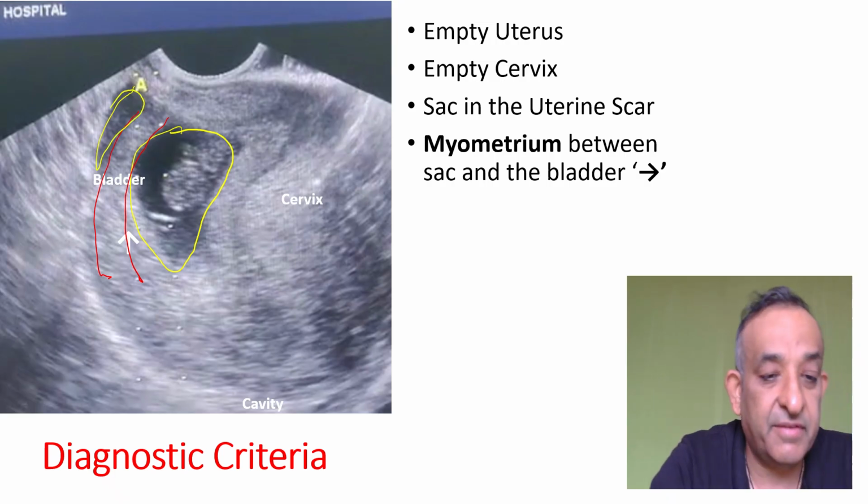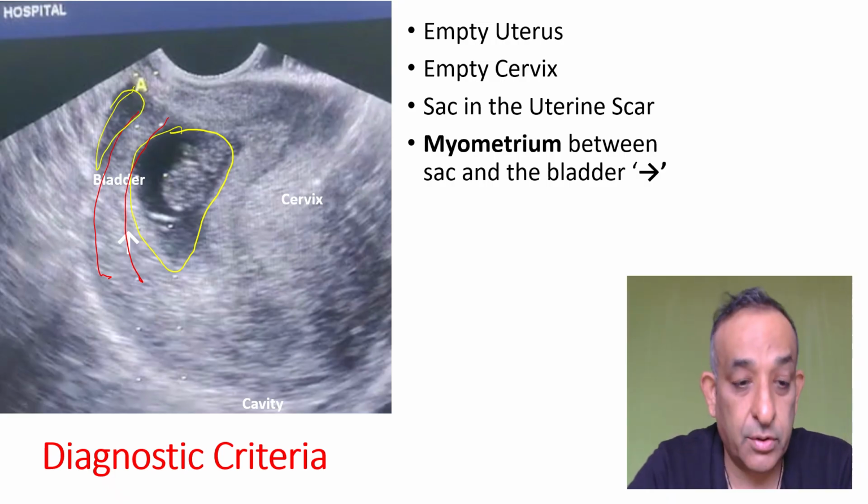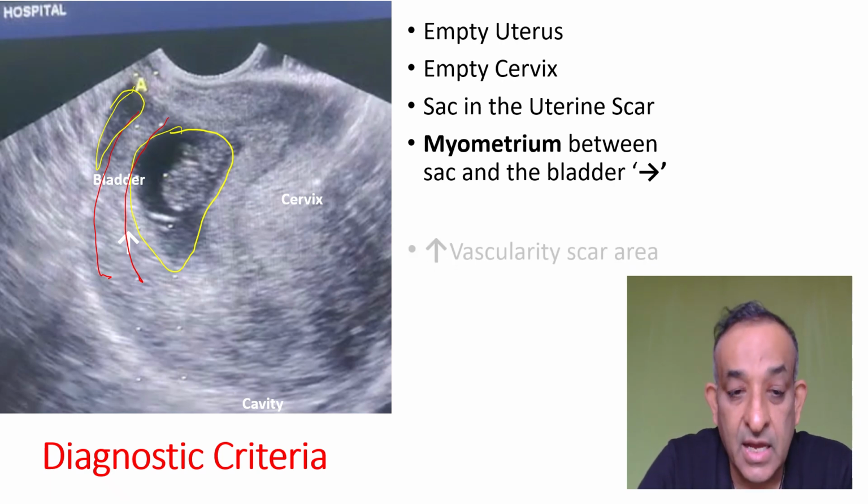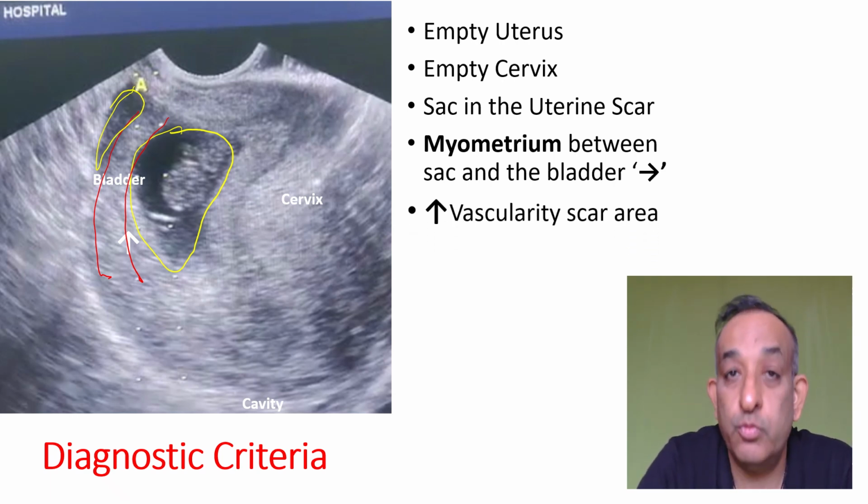The bladder is obviously empty when we are doing a transvaginal sonography. That's why I'm not seeing it so well. So between the bladder and the cesarean scar ectopic, you'll see a thin layer of myometrium. That is what helps us diagnose that it's a scar ectopic pregnancy, and also there will be increased vascularity in this area. All right.